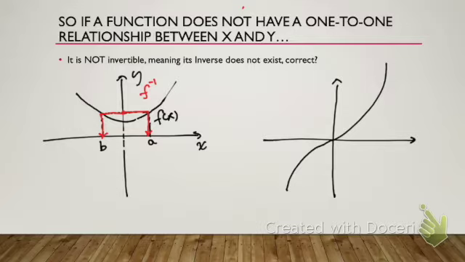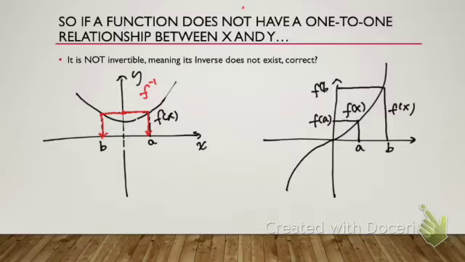Now, what about the function to the right? For any value of x, I'm going to get a value of y if I'm mapping it using f of x. And then let's say I have another value of x. I'm going to map to a value of y, again using f of x. If this is a, this would be f of a. If this is b, this would be f of b.